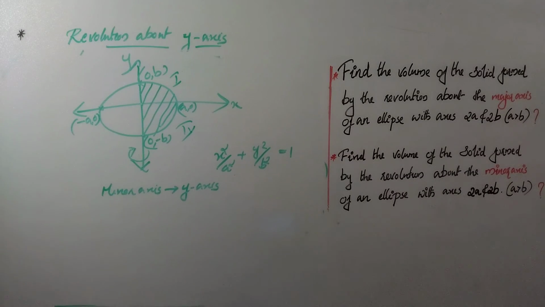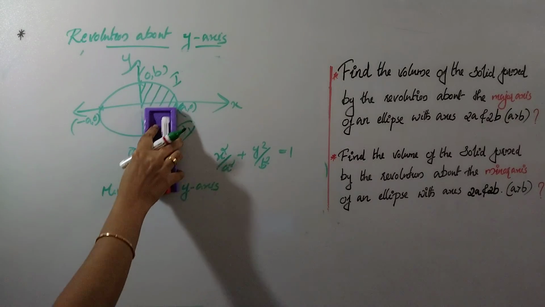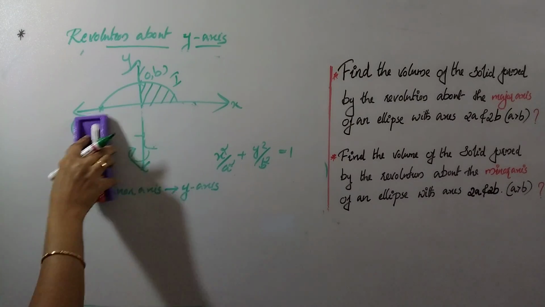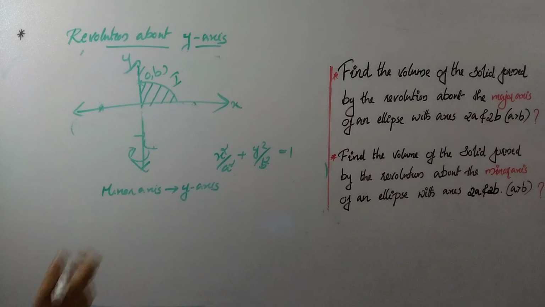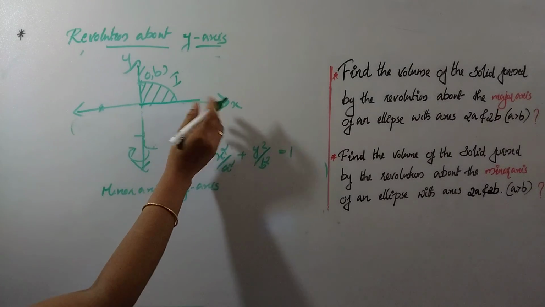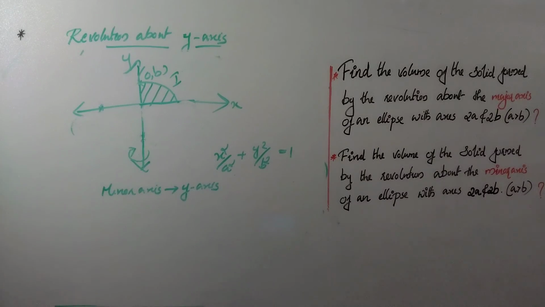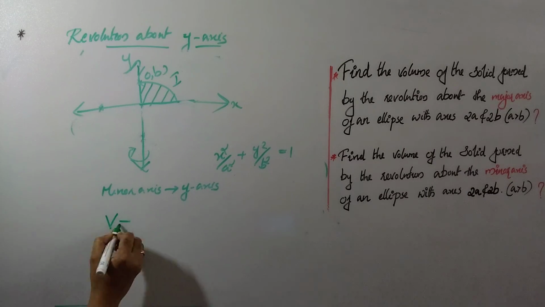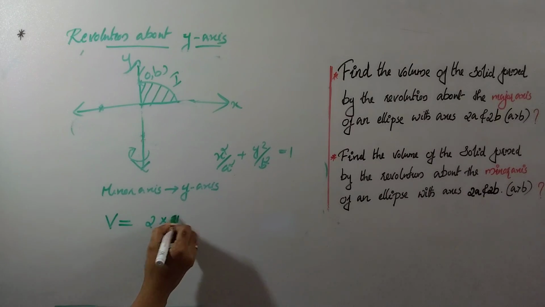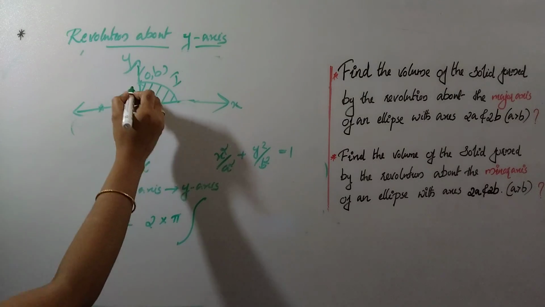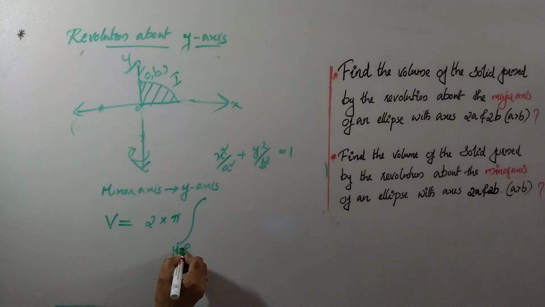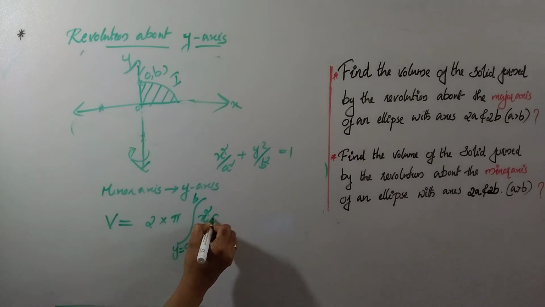Since the ellipse is symmetrical about the axis, the required volume is twice that of the volume obtained by revolving the part of the ellipse in the first quadrant about the y-axis. That is, just consider this portion in the first quadrant revolving about the y-axis. Then the required volume V is twice, 2 into pi, integral limits from y equal to 0 to b, x square dy.